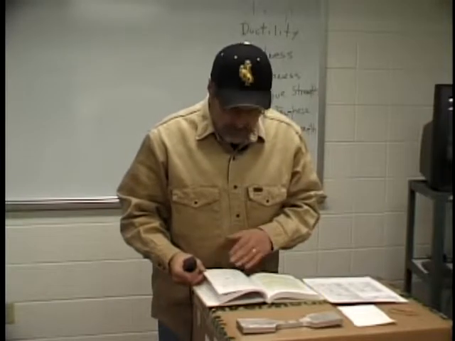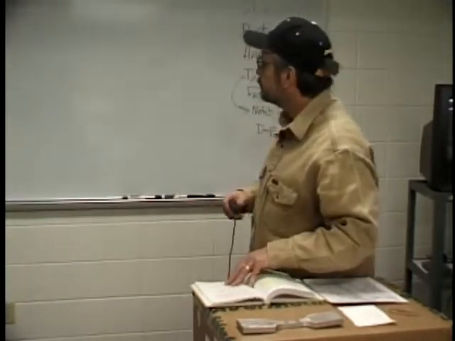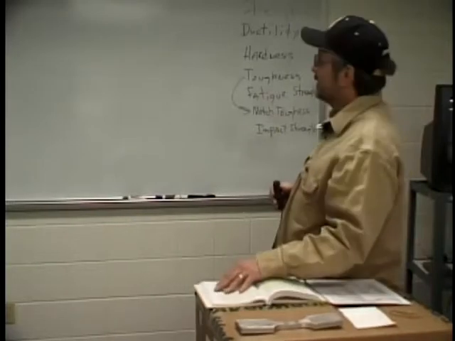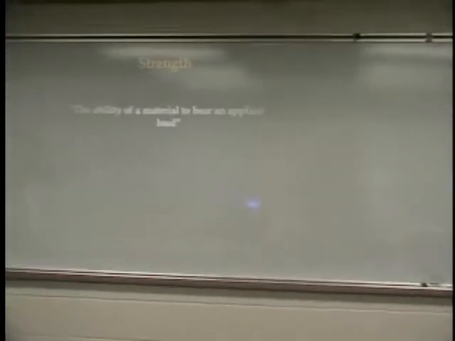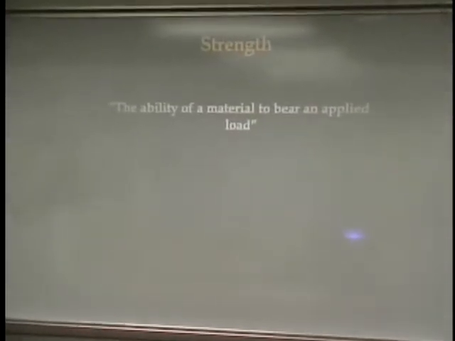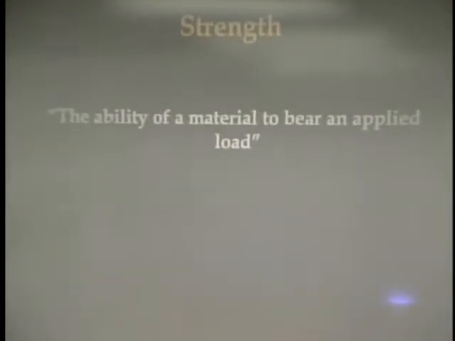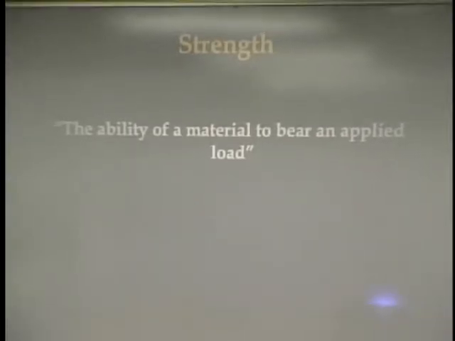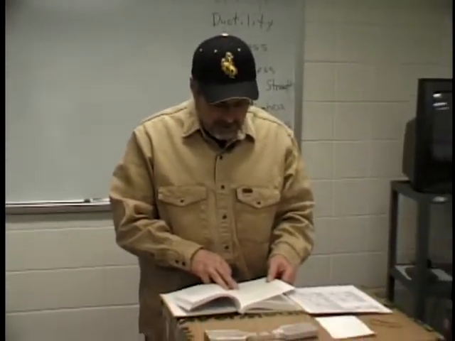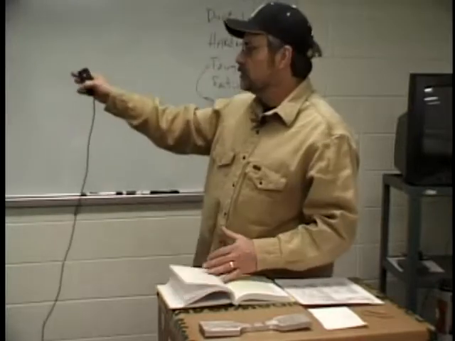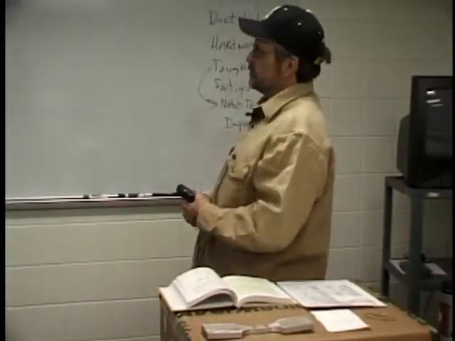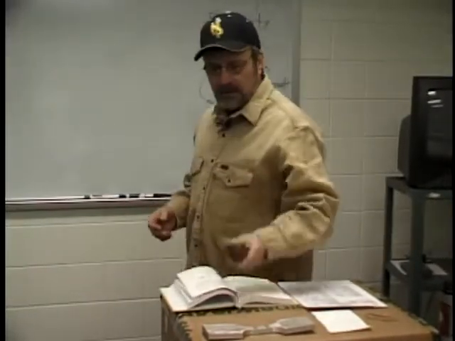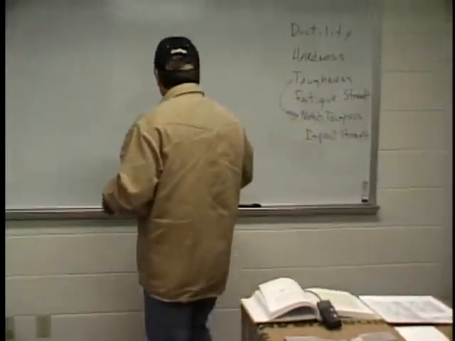Let's go to page 171. Strength, this is the definition of strength: the ability of a material to bear an applied load. If you look on page 172, where it says strength, they define it as: the strength of the metal from which a part is made depends on the load it must carry, its size, and its shape. This is a much more concise definition, the ability of a material to bear an applied load. And that could be applied in a lot of different ways.